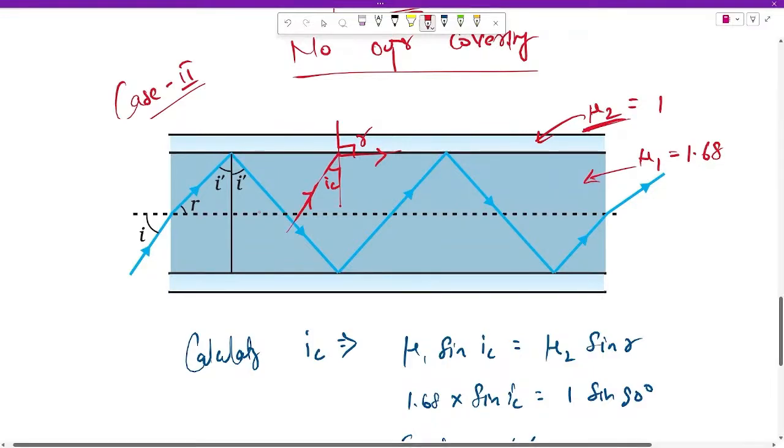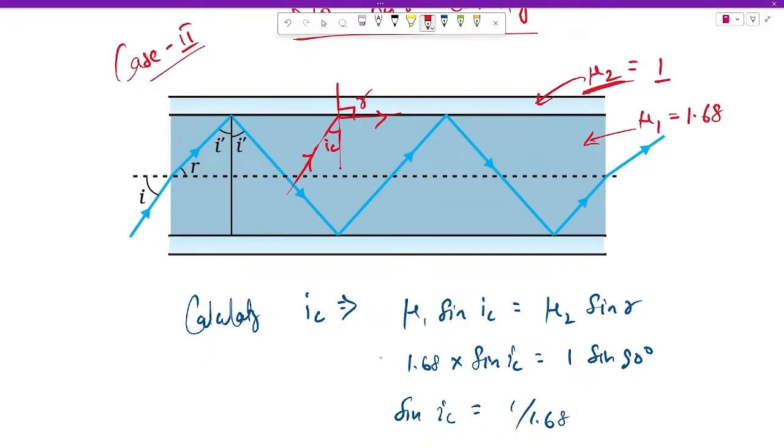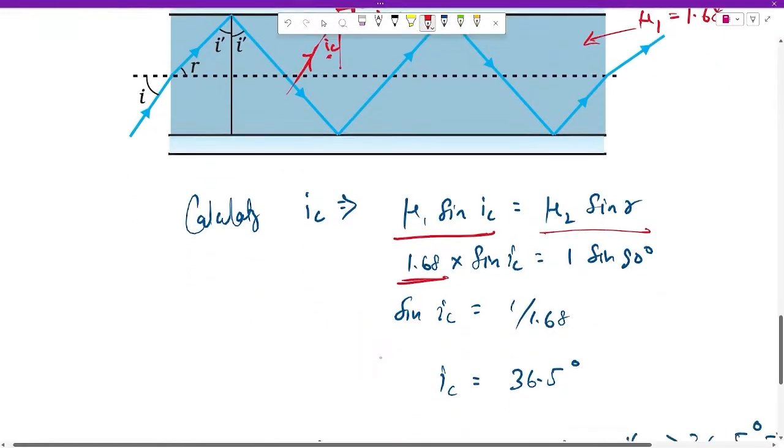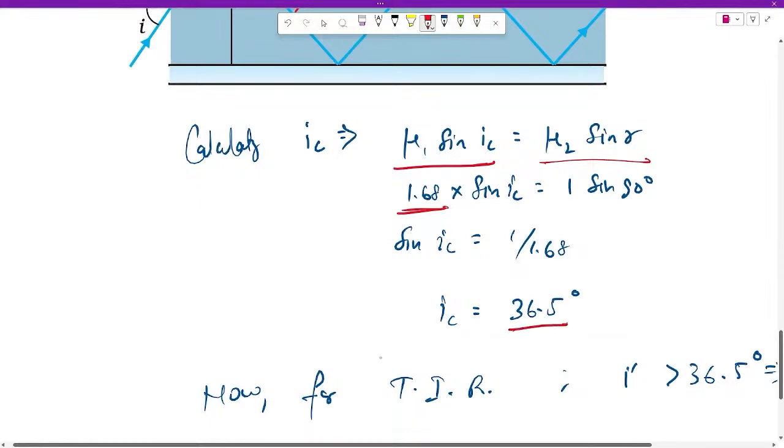Now in this case we will see that again we will find out the value of IC using the Snell's law. So we can write over here that mu1 sin IC equals to mu2 sin R. Now R is the angle of refraction over here and IC is this one. So substituting the values of refractive index, we will get 1.68 into sin IC is equals to sin 90 degree. R is 90 degree over here. So we will get a value of IC as 36.5 degree.